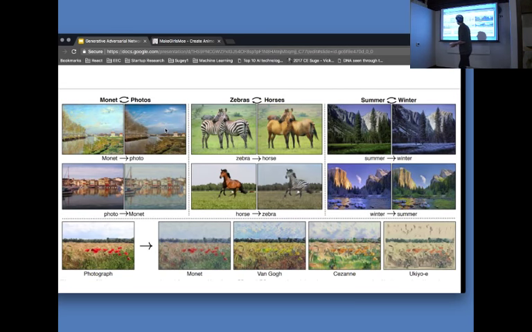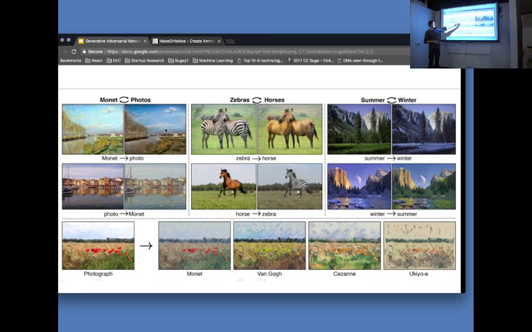So here's Monet. And again, please take a look at these up close because they're really going to blow your mind. This is a painting that Monet did, and then they were able to translate it into a photorealistic photo. So it actually looks like a real lake and stuff. It's really amazing. Then you could go back the other way. You can take a photo and make it look as though Monet painted it.